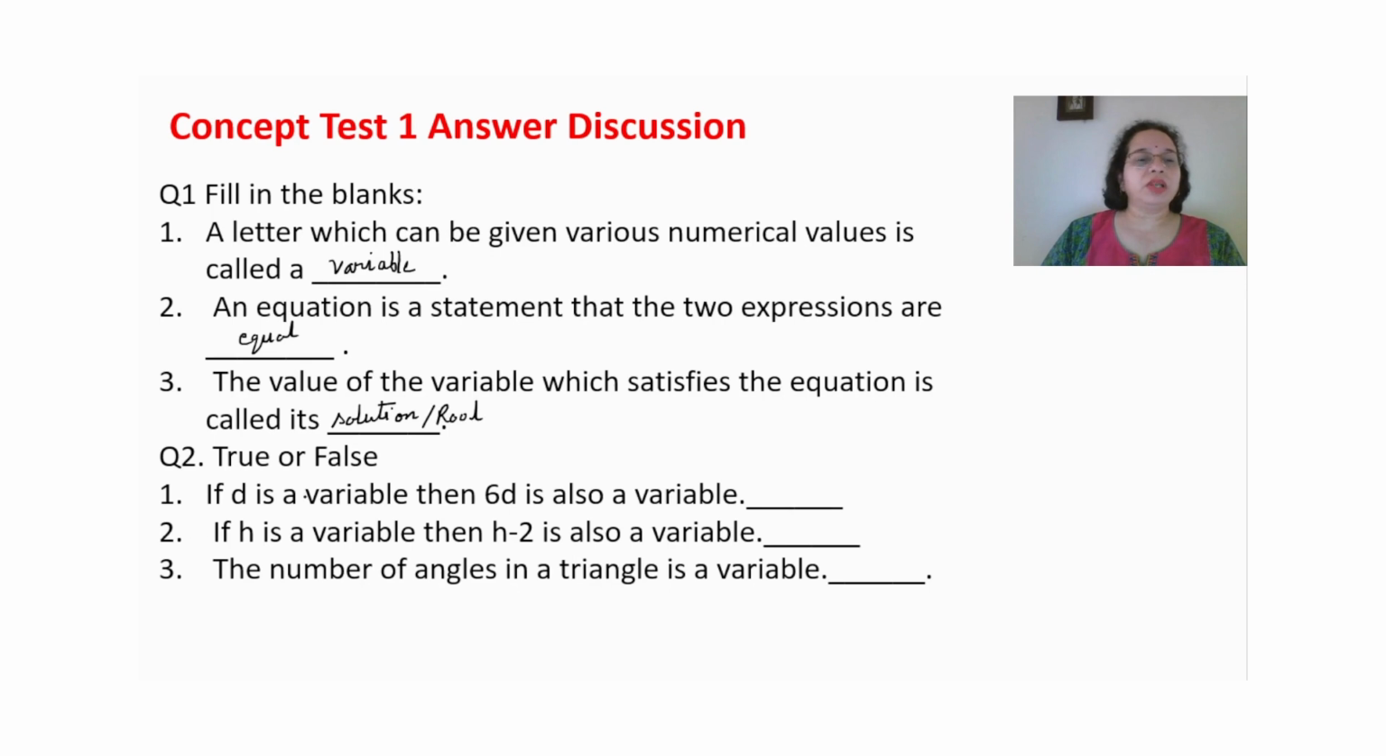Now true and false. If d is a variable, then 6d is also a variable. This is true. If h is a variable, then h minus 2 is also a variable. True. The number of angles in a triangle is a variable. This is false. The number of angles in a triangle is fixed. A triangle has 3 angles, that is fixed. So this is not a variable.